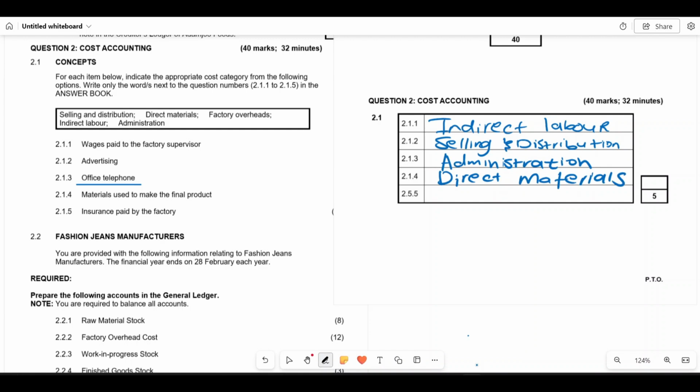And lastly, insurance paid by the factory. Remember, we are interested in costs relating to the factory. This would be your indirect cost. And to be specific, your indirect costs relating to the factory, you recognize them under your factory overheads, right? So this would be your factory overhead cost.